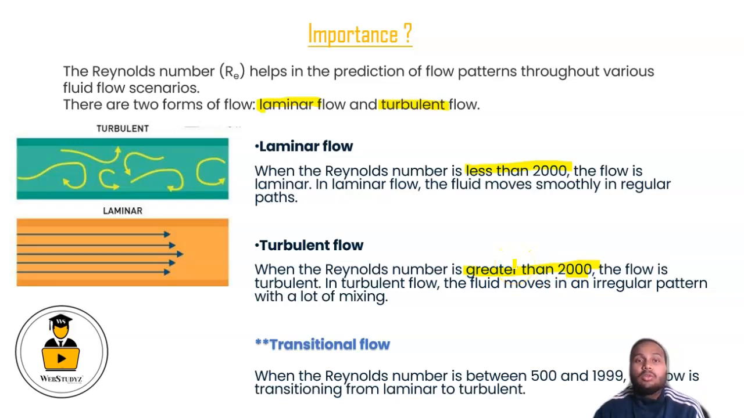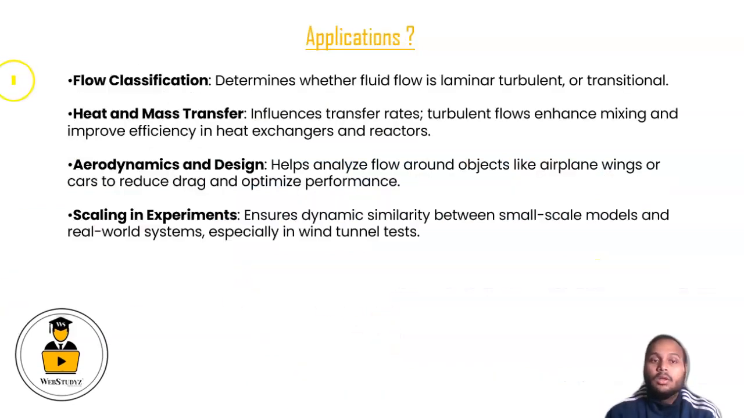One more thing we have, in between laminar and turbulent flow, is known as transitional flow. When the Reynolds number is between 500 and 1999, the flow is transitioning from laminar to turbulent, so we call this transitional flow. It is not a type of flow, but it suggests the transition between laminar and turbulent flow. Now let us understand the applications of Reynolds number and where it is applied in real life.